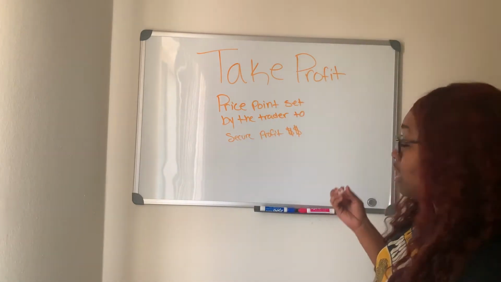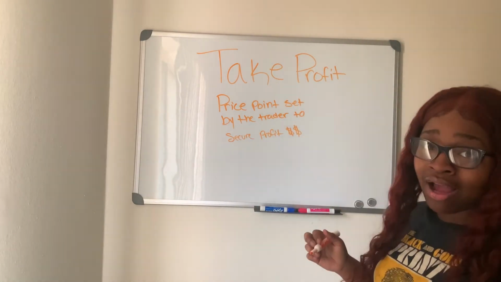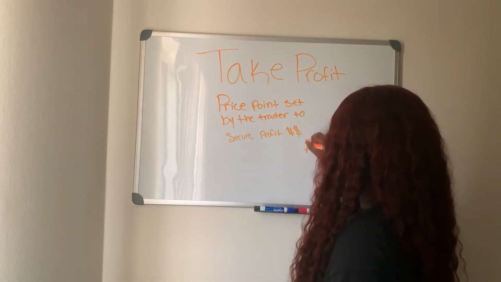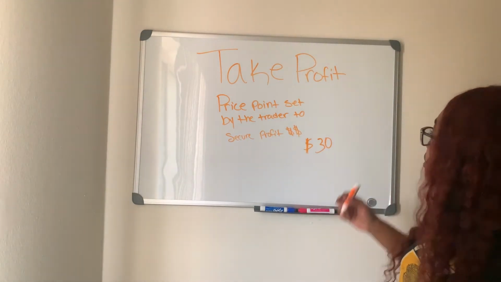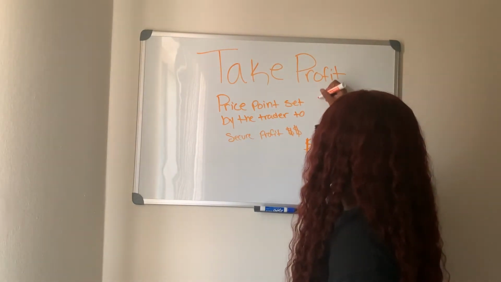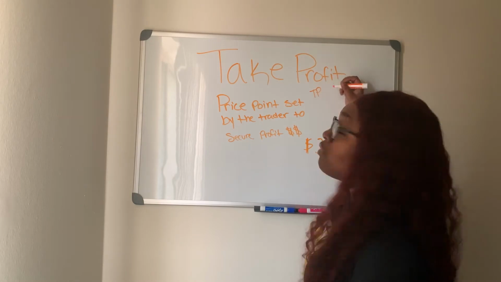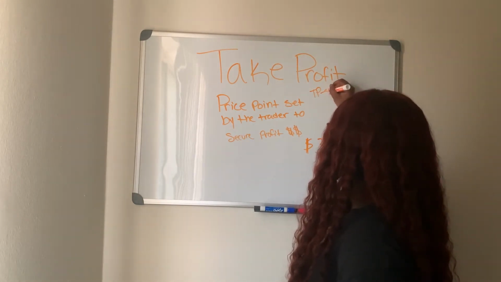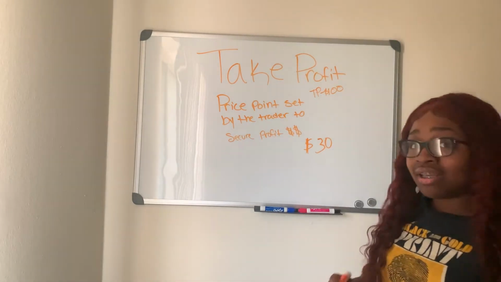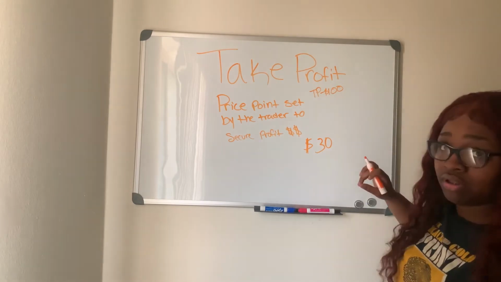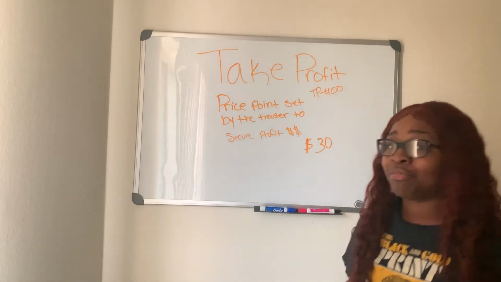For example, say you are entering a buy, right? You are at $30. You got in at $30. You wanted to go up to $100, right? So you set your take profit at $100. So TP, which is take profit, is at $100. So once price hits $100, which is your take profit, it's going to take you out. You're going to be secured with $100. You're going to make $100.